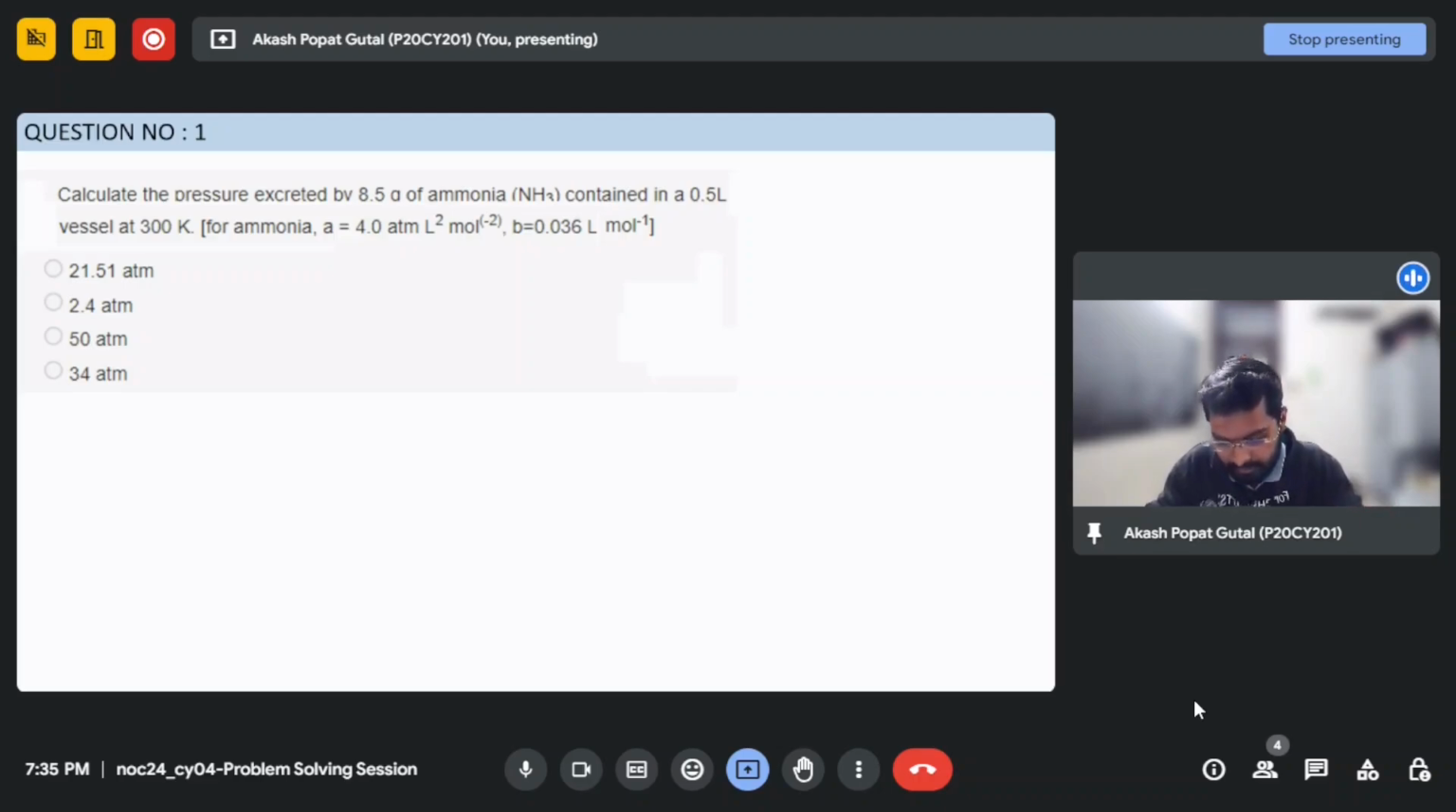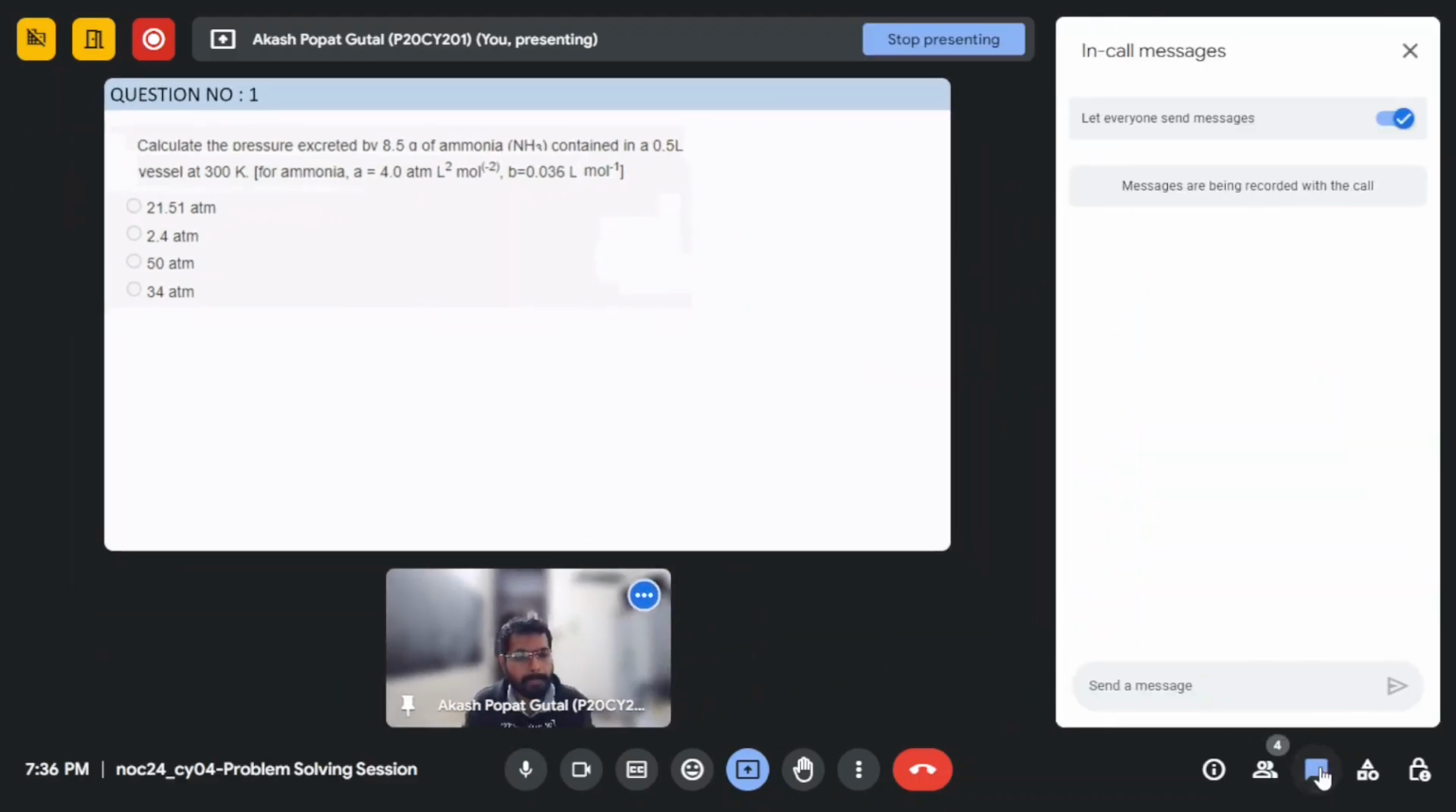The question goes like this: calculate the pressure exerted by 8.5 gram of ammonia contained in a 0.5 liter vessel at 300 Kelvin. For ammonia, the a and b values are given. You can type your answer. If you got the answer, you can type it. It's okay to type.